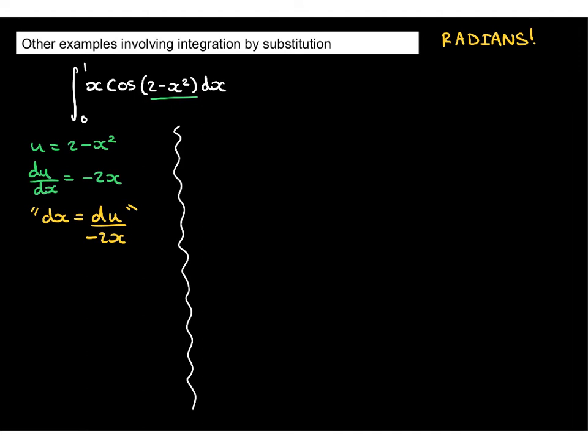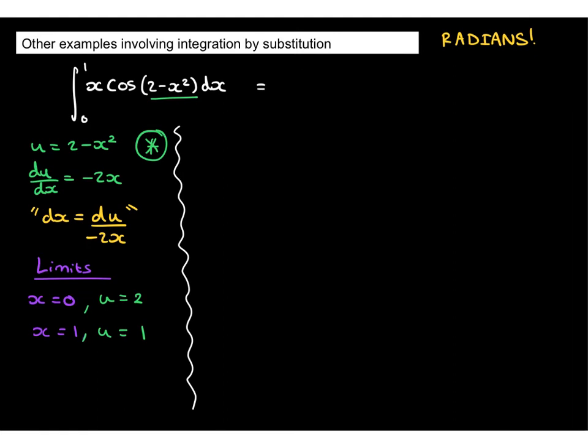They're currently in terms of x, and we need to change them so they're in terms of u. So x equals 0. I can work out what u is by substituting into this result here. If x equals 0, u is equal to 2. And if x is equal to 1, u is equal to 1. So I have my new limits.